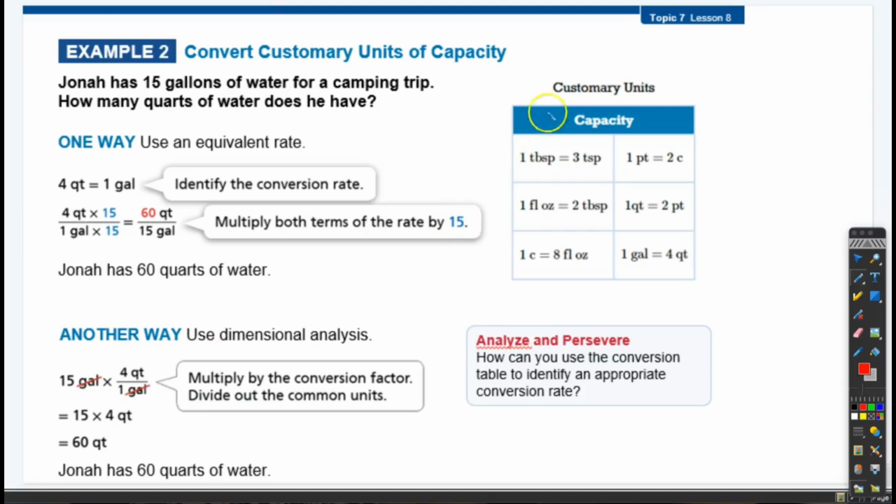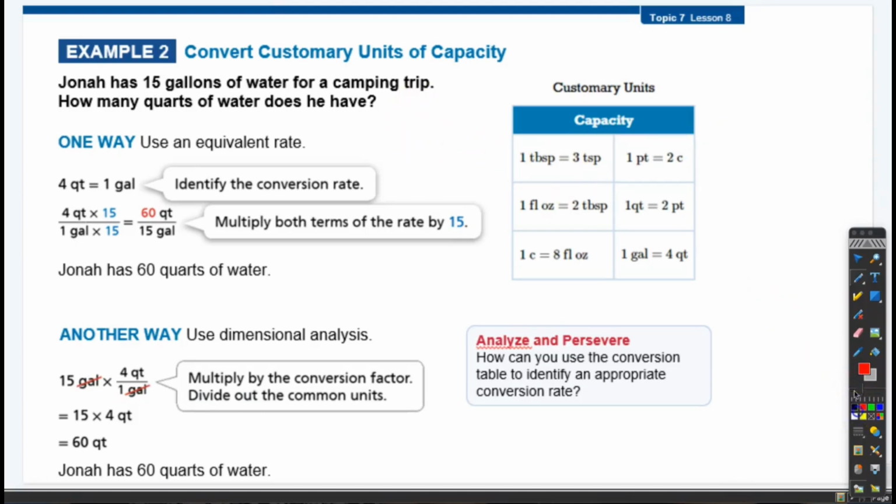We've got all the capacity. 1 tablespoon equals 3 teaspoons. 1 pint equals 2 cups. 1 fluid ounce equals 2 tablespoons. 1 quart equals 2 pints. 1 cup equals 8 fluid ounces. 1 gallon equals 4 quarts. Okay? So, easiest way to do this.